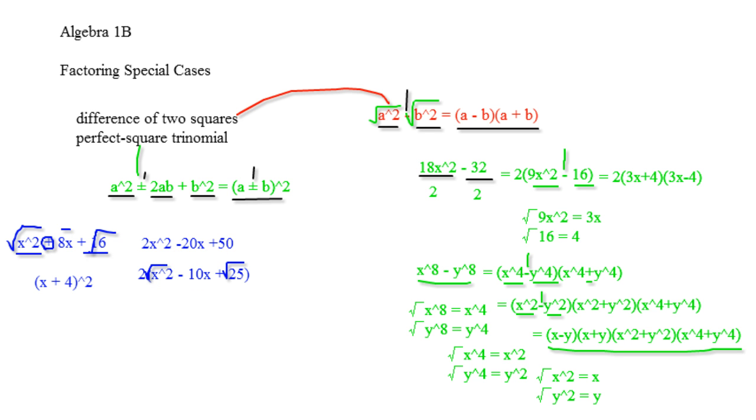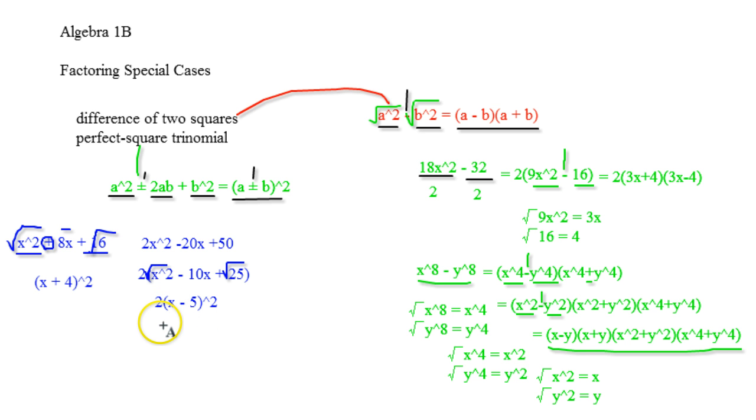Okay, now the only thing I need to do is make sure I bring down a 2. Never forget about that. And in this case, I'm not going to put a plus in the middle, I'm going to put a minus, because the minus is the sign right there. So x minus 5. And if you think about it, I need 2 negative 5s to get to negative 10. So I got 2 times x minus 5 squared.